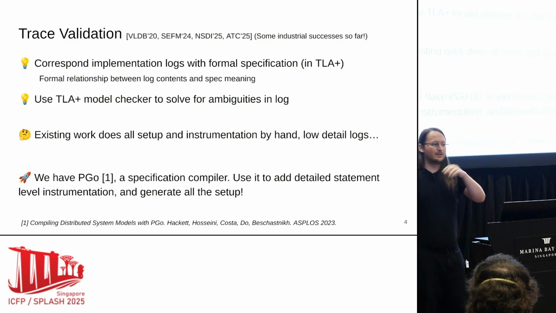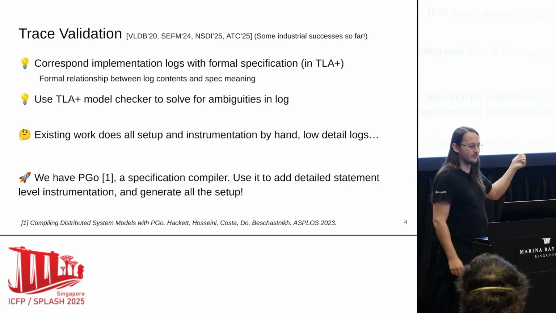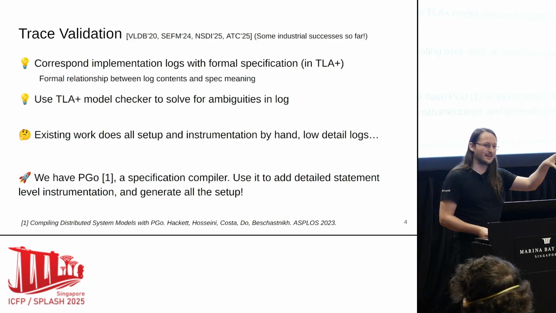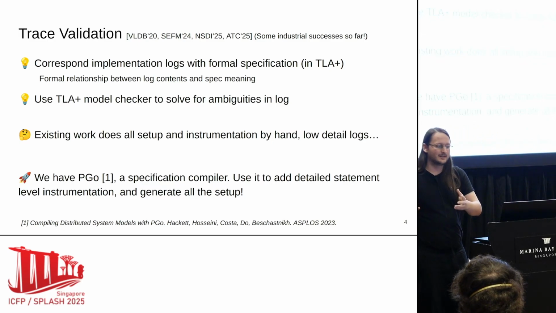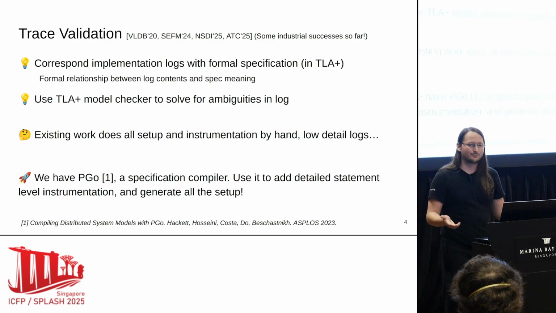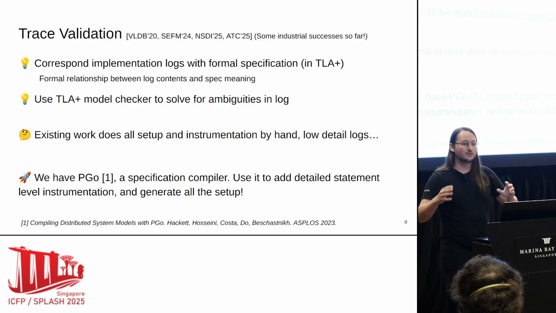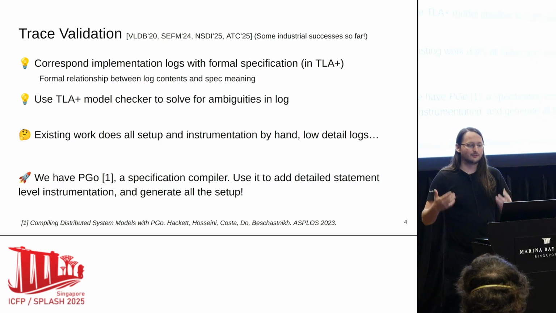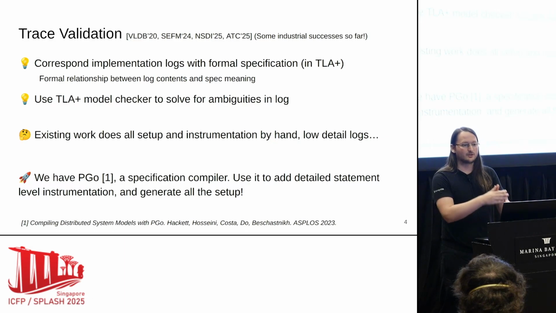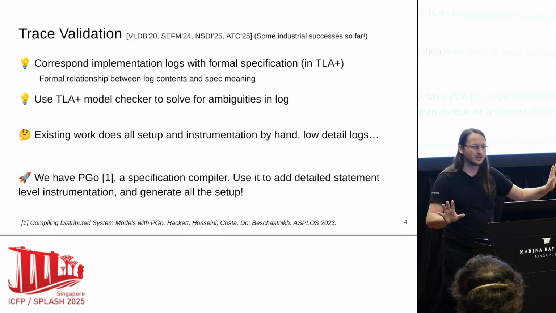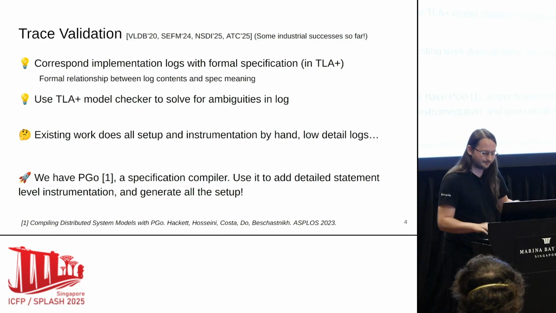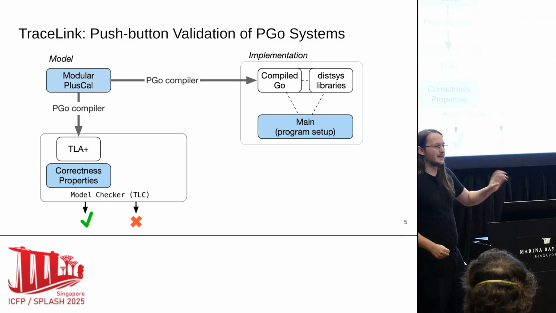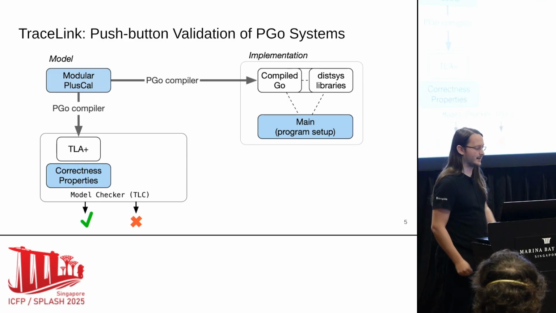Well, in this strange circumstance we have, where we are authors of PGo, a specification compiler that goes from TLA Plus compatible specifications to generated implementations, we own the entire compilation process and can therefore add much more precise and detailed instrumentation than would normally be reasonable. And we can do all of this automatically while preserving all of these relationships and generating all the stuff. So essentially what we've done is we've automated the process of trace validation for our specification compiler.